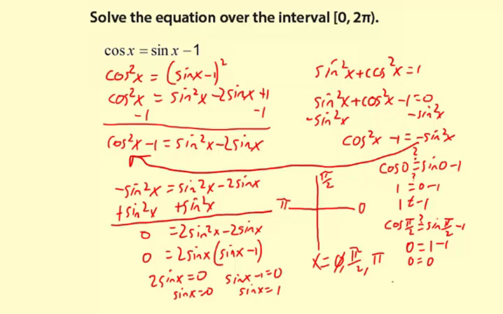Let's test pi. Cosine of pi, is that equal to sine of pi minus 1? Well, cosine of pi, that's negative 1. Sine of pi is 0. Then minus 1. So we have negative 1 equals negative 1. Okay, so that means x equals pi over 2 and pi both work.